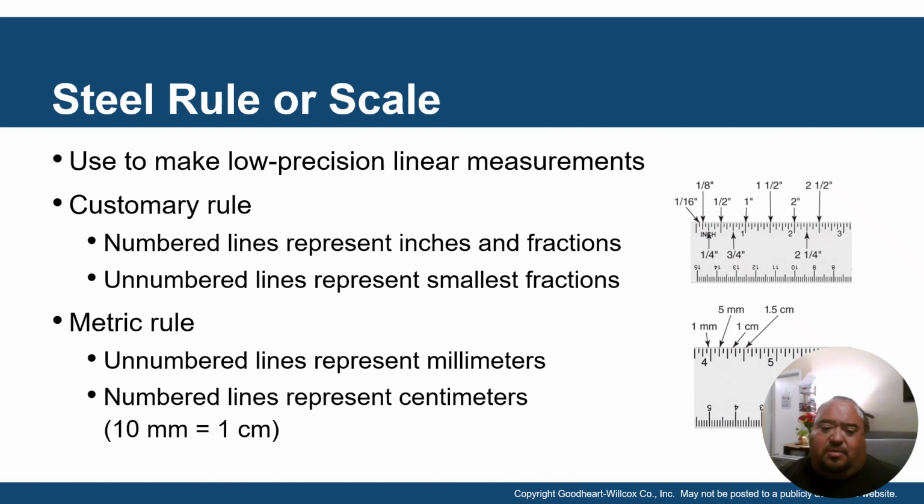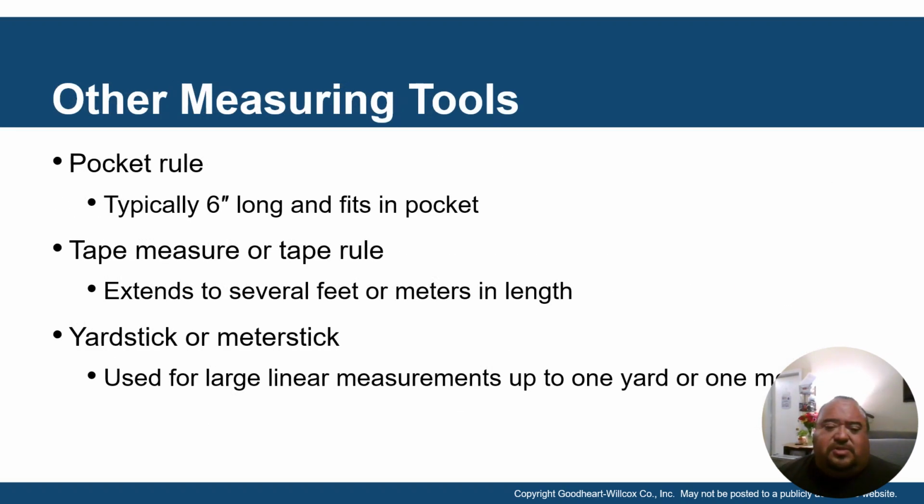On the customary rule, numbered lines represent inches and fractions. Unnumbered lines represent the smallest fractions. On the metric rule, unnumbered lines represent millimeters, and the numbered lines represent centimeters. Other measuring tools that might be used are the pocket rule, which is typically about 6 inches long and fits in your pocket. The tape measure or tape rule extends to several feet or meters in length. The yardstick or the meter stick is used for large linear measurements up to 1 yard or 1 meter.